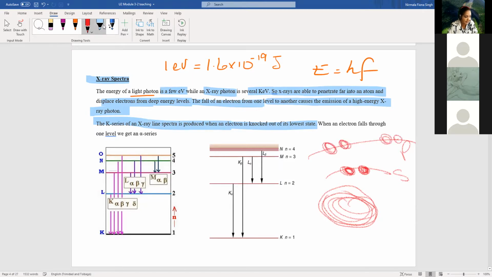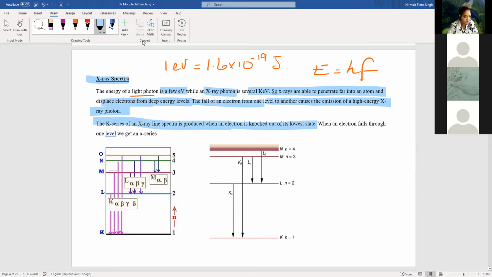So the energy that is needed to move these 2 electrons is very, very large. Anytime we move these 2 electrons and they get excited, meaning they go up to the next energy level and fall back down, chances are they could emit an X-ray photon of energy. So let's see, when an electron falls through one level, we get an alpha series.